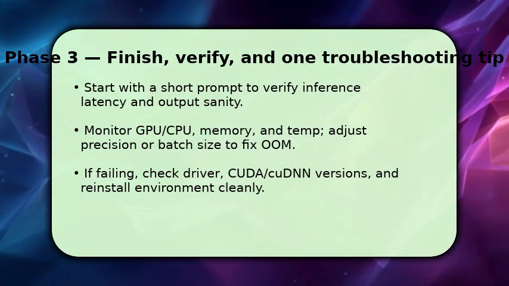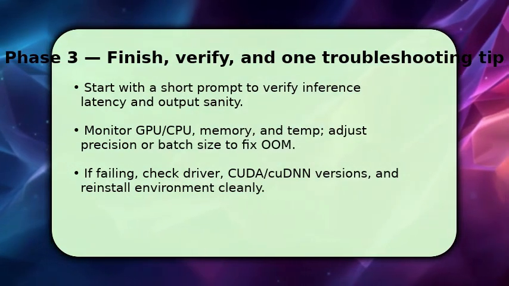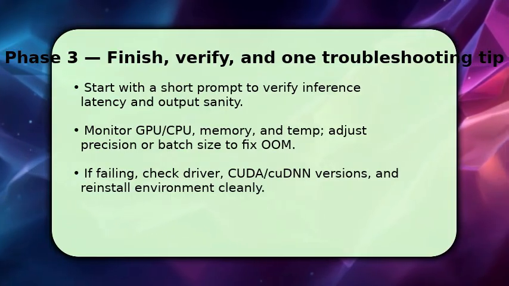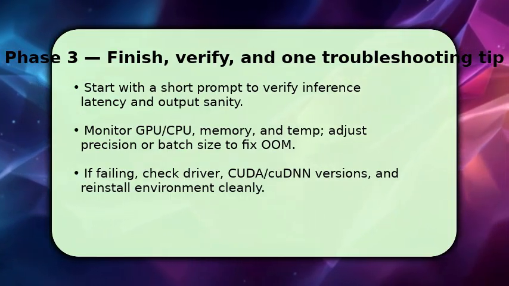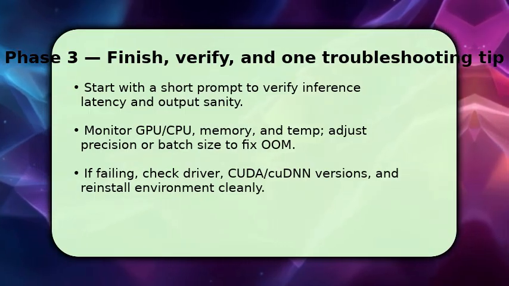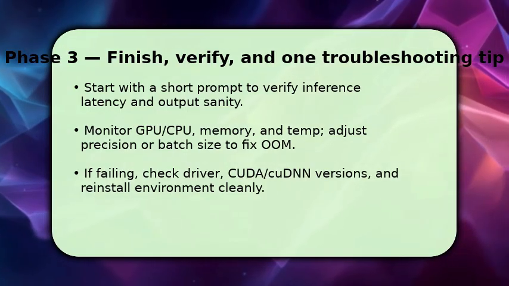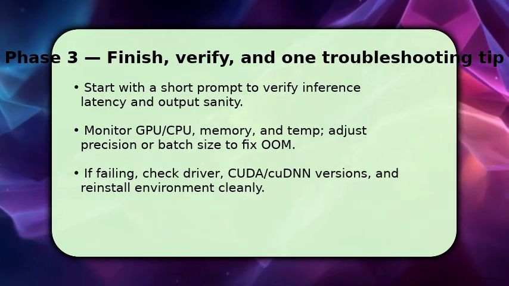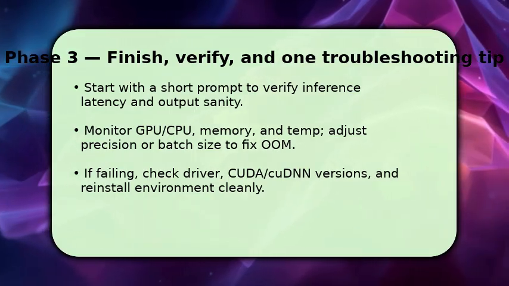Finally, launch a short inference to validate everything. You want to see correct tokens and acceptable latency. If performance lags, profile resource usage and then tweak precision or batch size, or enable offloading and caching. Make sure to persist model caches to avoid repeated downloads.